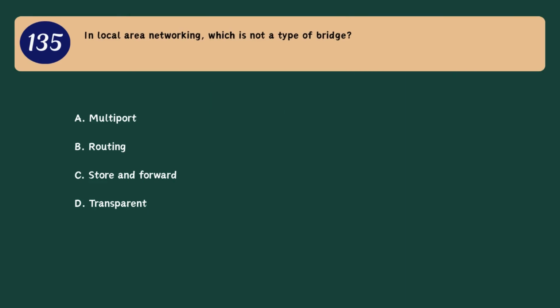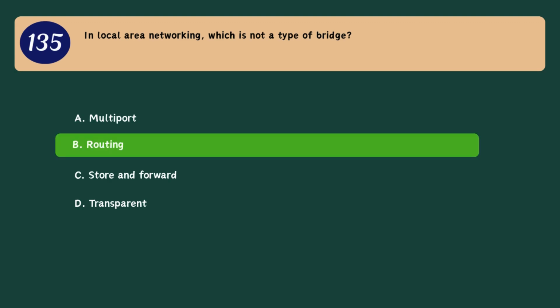Question 135. In local area networking, which is not a type of bridge? A. Multiport. B. Routing. C. Store and forward. D. Transparent.